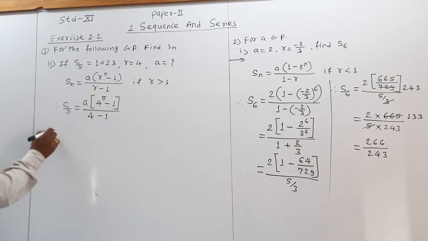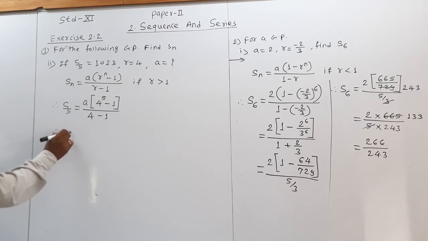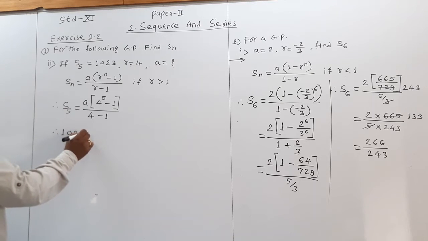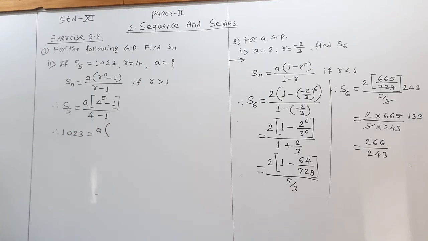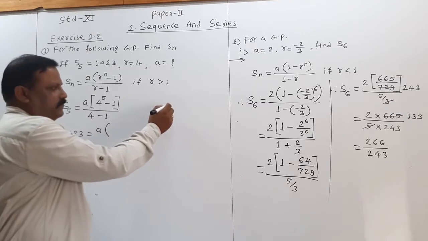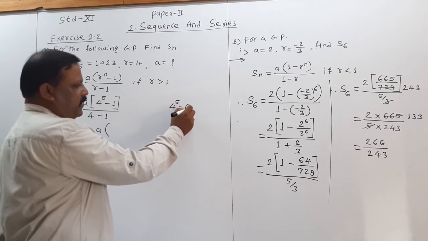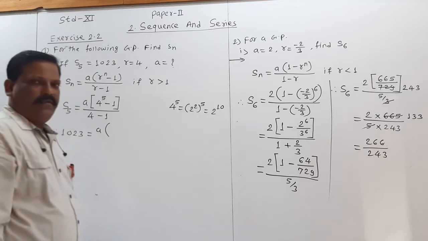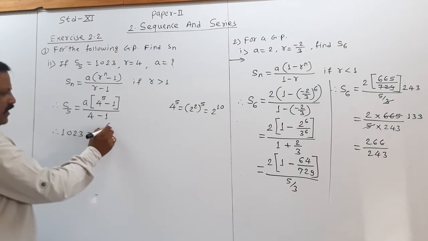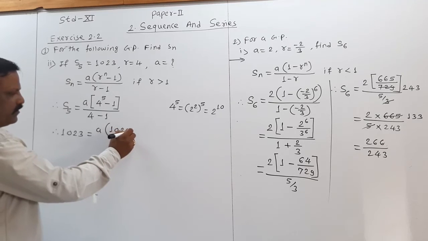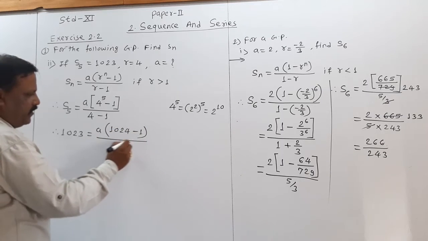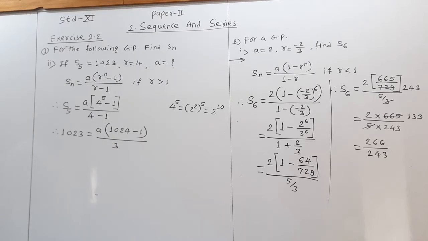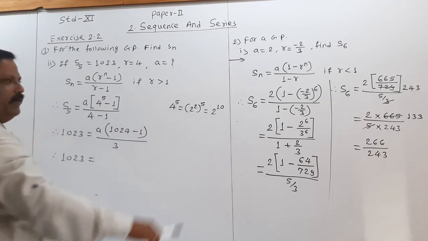ठीक है. S5 is the 1023 equal to a into the bracket 4 raised to 5. It means written as 2 square raised to 5. That will be 2 raised to 10. And 2 raised to 10 is 1024. Divide by the 3, 4 minus 1. यामध्ये सगळ्यात महत्त्वाचा टर्निंग पॉइंट कोणता आहे तर 2 raised to 10 ची व्हॅल्यू आपल्याला पटकन कॅल्क्युलेट करता आली.